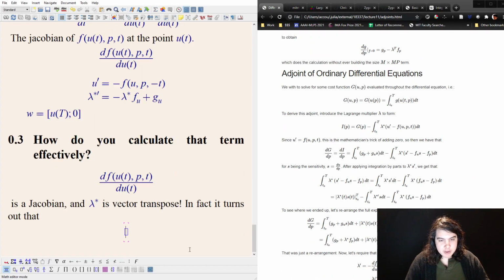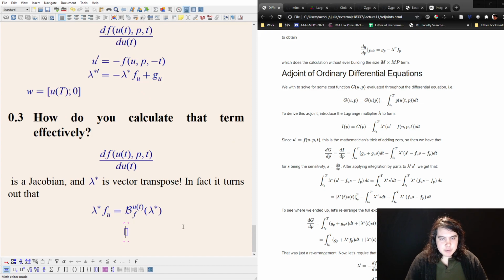So in fact, it turns out that this term right here inside of the ODE is equal to, you use reverse mode automatic differentiation on the f that defines the forward ODE at the value of u of t, and you pull back the vector lambda star. And it turns out that this use of automatic differentiation is the fast way to calculate this quantity. It's a vector times Jacobian multiply. This one call to reverse mode automatic differentiation will calculate this without building the Jacobian.